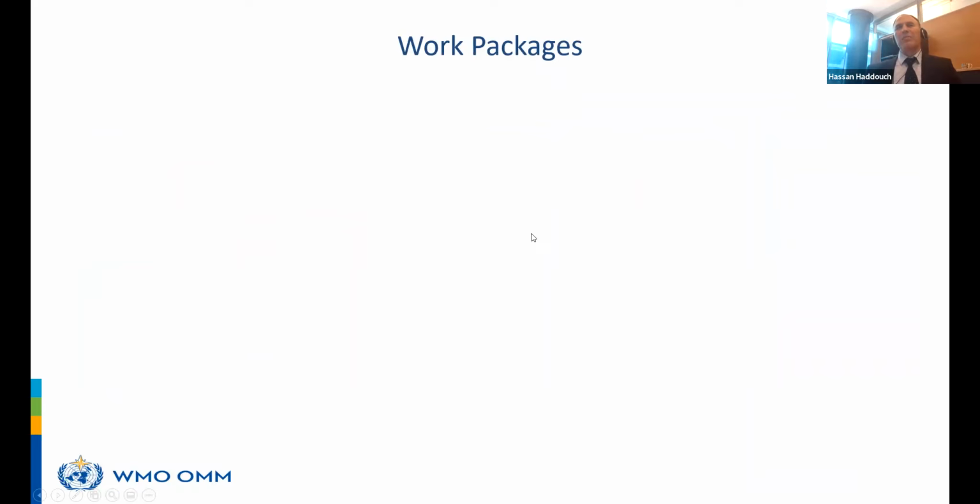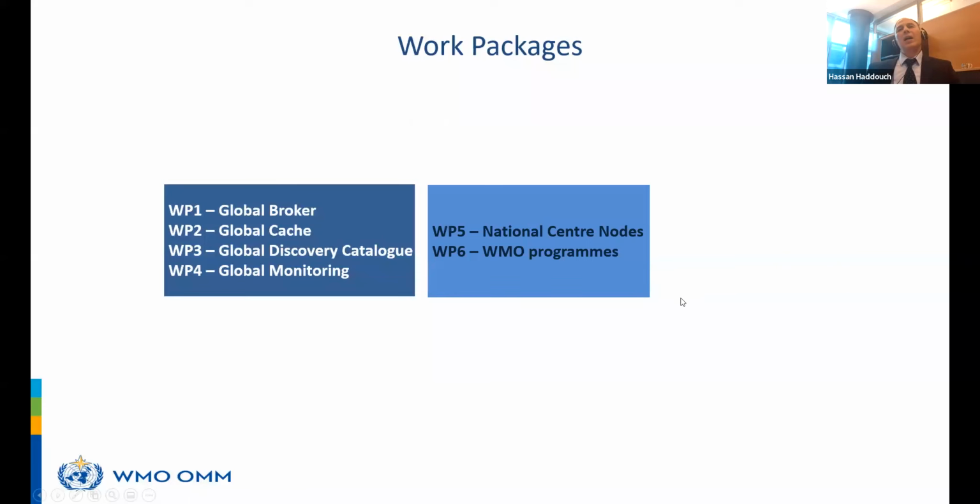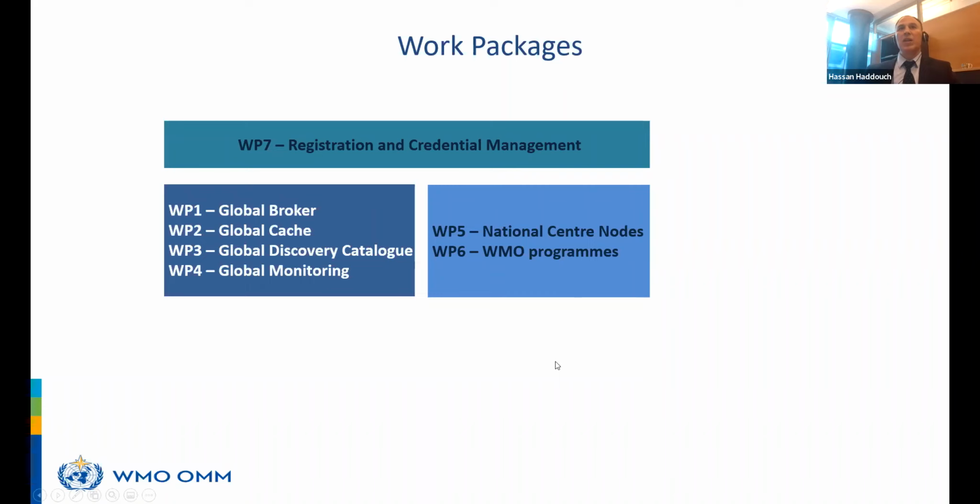We adopted project management for this pilot phase, and we have 11 packages. We have 4 packages for the global services: global broker, global cache, global discovery catalog, and global monitoring. We have 2 for the WIS2 nodes, for national centers nodes and for WMO programs. We have one for registration and credential management. The idea is to develop the procedure and process for how to register a new WIS2 node. And we have one for the transition, to develop gateways from GTS to WIS2 and from WIS2 to GTS.